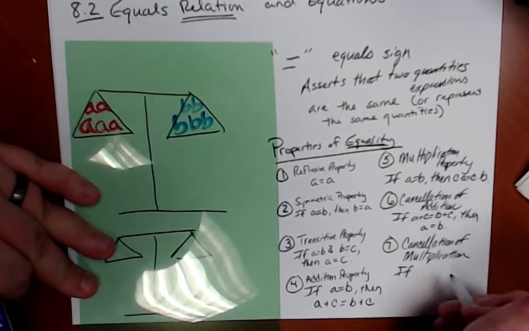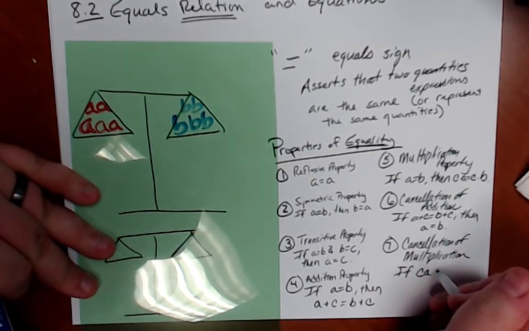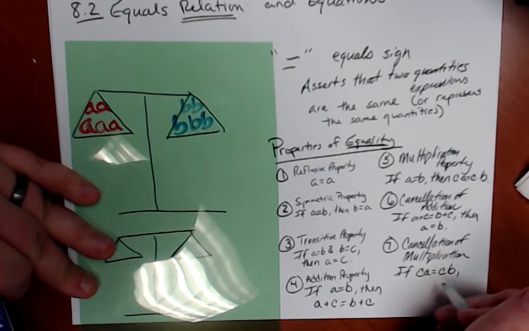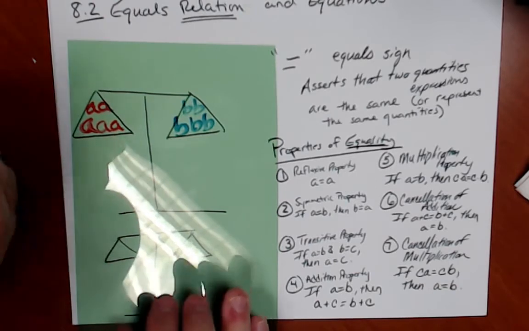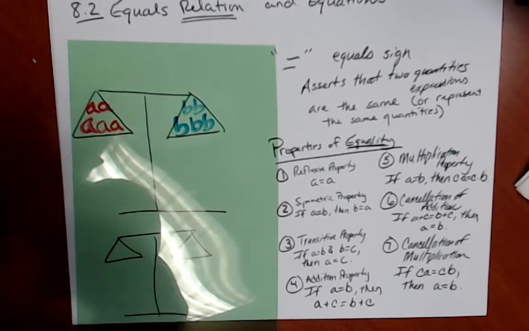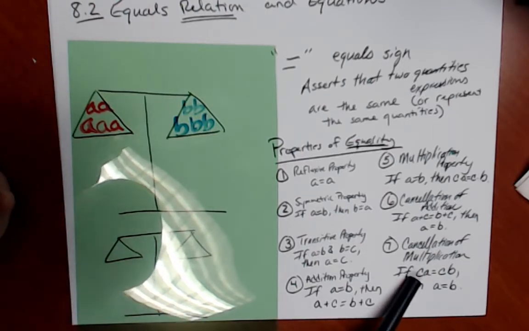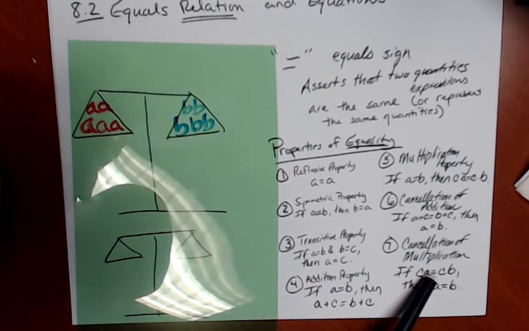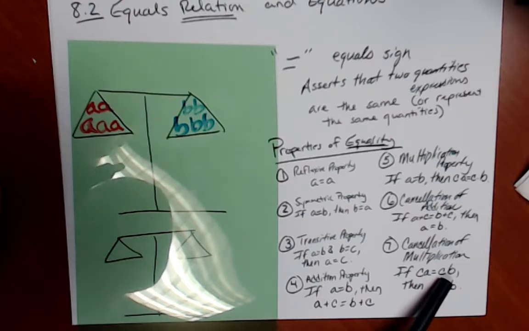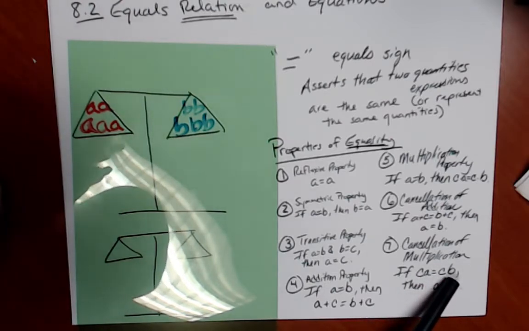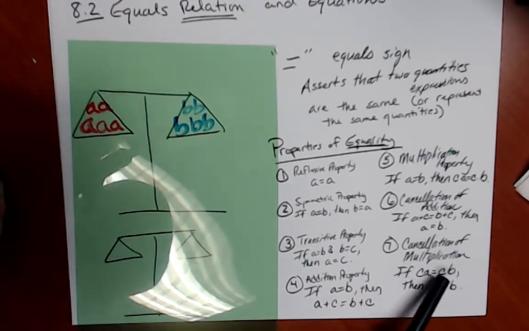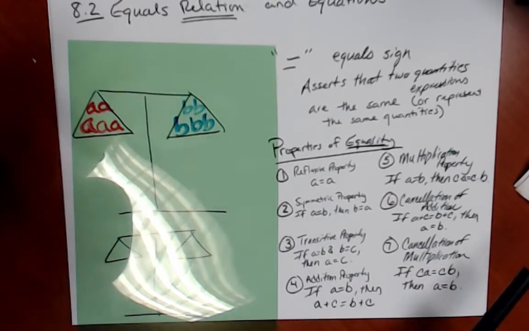That's if CA equals CB, then A equals B. So another example of where this isn't true, for greater than: if you have -2 times, say, -1, and -2 times 4, I have 2 is greater than -8, but I can't divide both and retain that greater than, right? It becomes a less than when I divide.